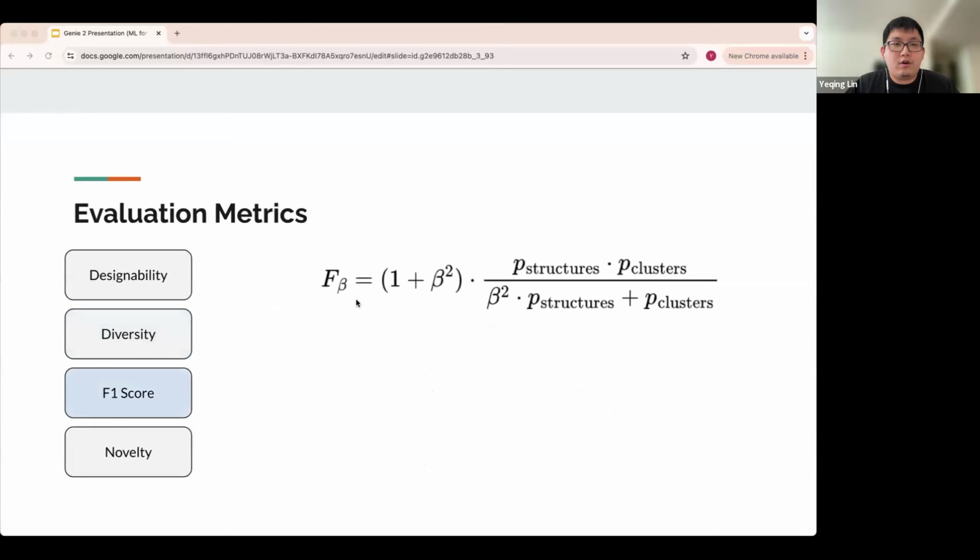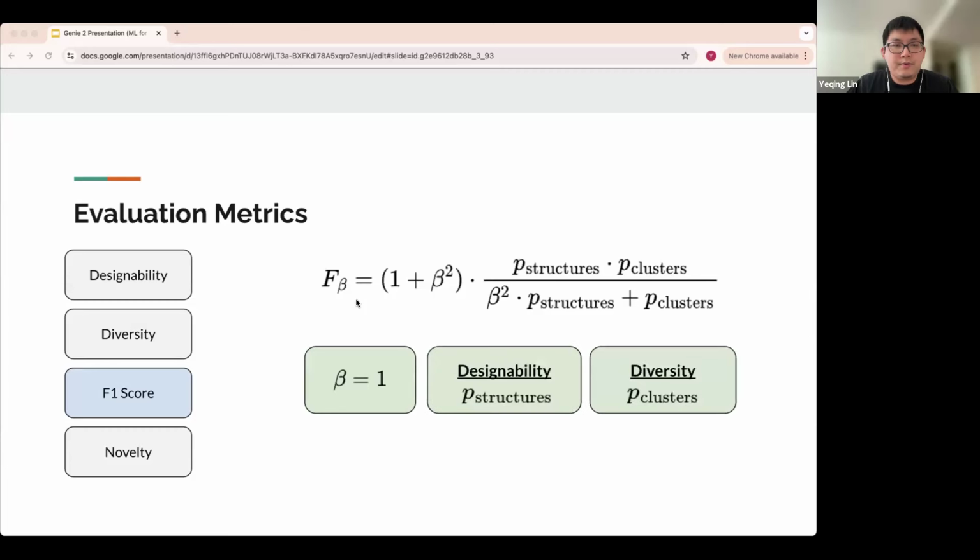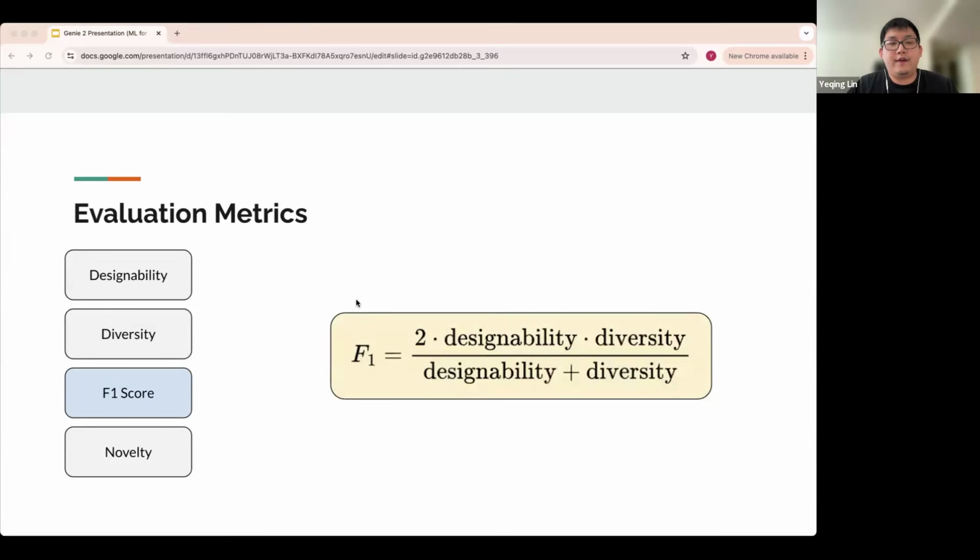Moving on to the F1 score, we use the following formulation, where we substitute beta equals 1, which is the F1 score. P structure and P cluster here are the percentage of structures that are designable, which is designability, and the percentage of unique clusters, which is diversity. So we are basically computing the harmonic mean between designability and diversity to give us a better sense of how the model balances between these two concepts.